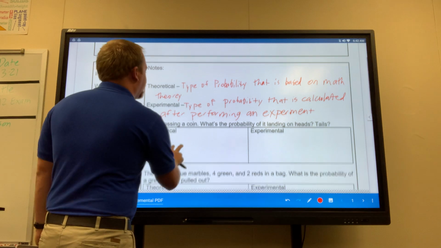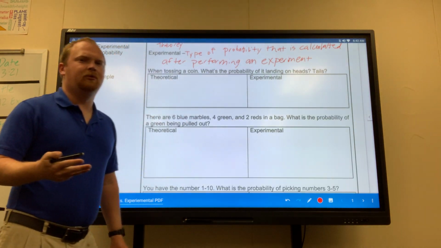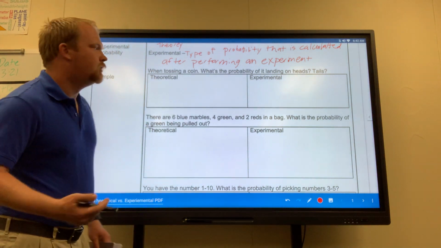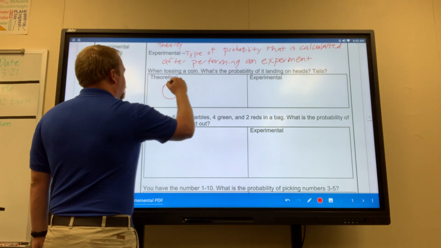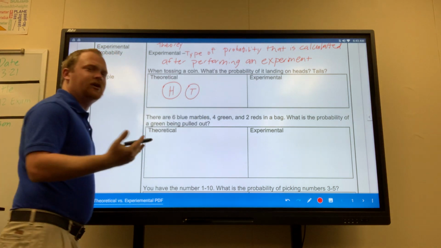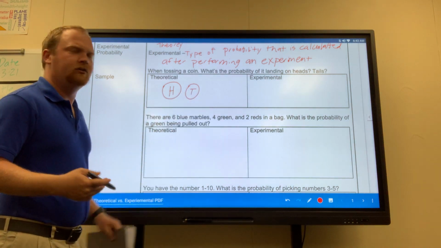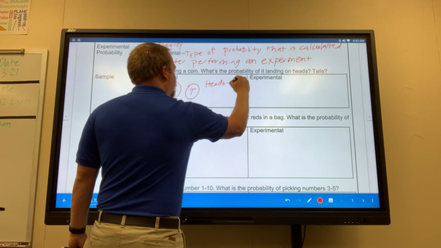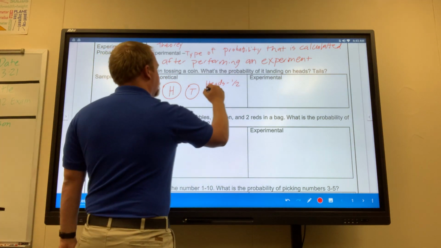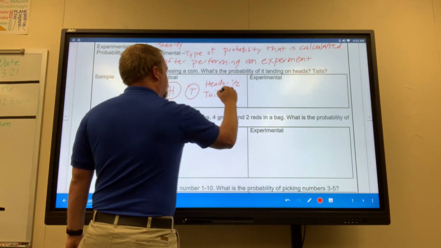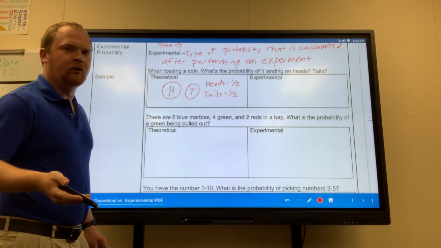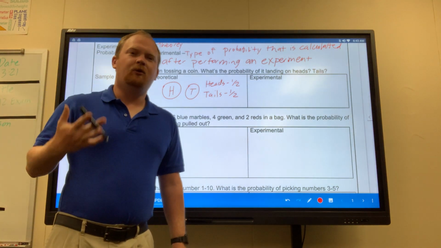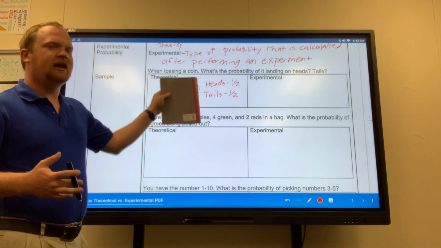Now, when tossing a coin, for example, and this is just one example, what's the probability of it landing on heads or even tails? Well, if I look at a coin, there's 2 sides of a coin. There's either a heads or a tail. So really, for heads, there's 1 out of 2 chances. And for tails, that's also 1 out of 2. So there's a 1 out of 2 chance that I can actually get heads or tails.